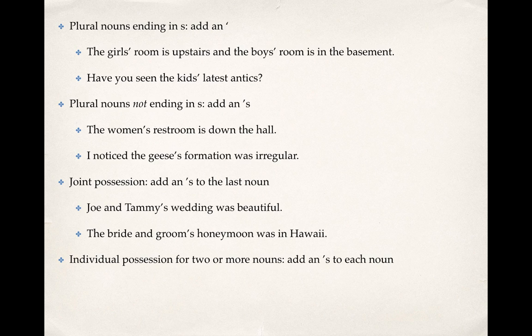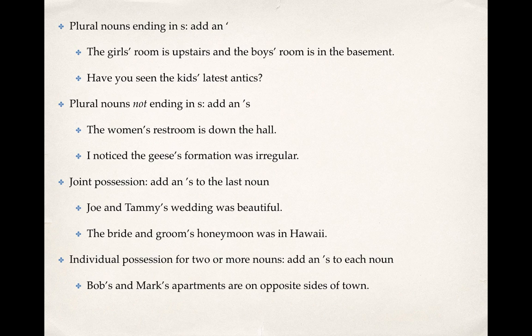We also have individual possession when you have two or more nouns in a row, but they're each possessing different things individually. And to differentiate that from joint possession, you want to add an apostrophe S to each noun. Let me give you an example. Bob's and Mark's apartments are on opposite sides of town.